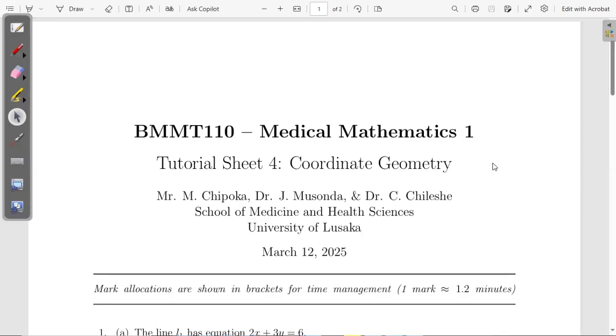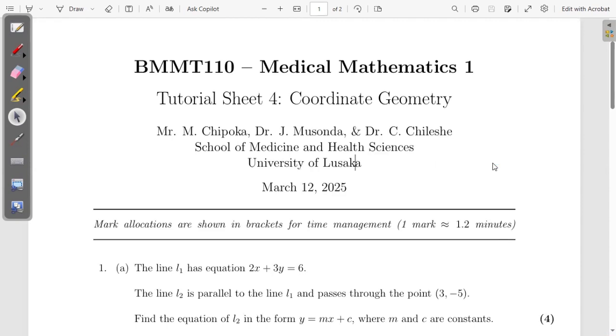Welcome to this video. In this video, we are going to solve coordinate geometry questions. These questions are coming from tutorial sheet 4, a tutorial sheet from the University of Lusaka. But if you're from any other university, you can still learn the concepts. As I said, the tutorial sheet is on coordinate geometry.